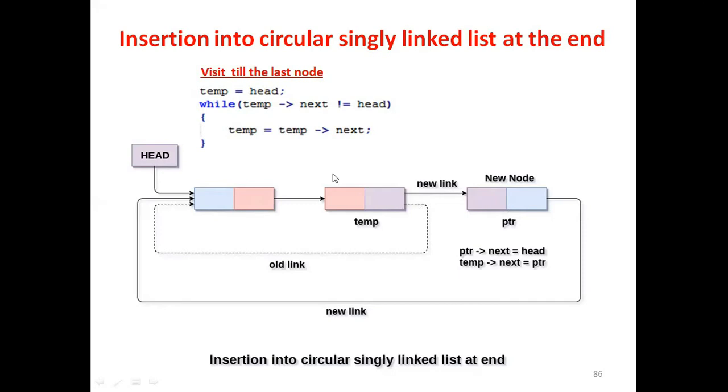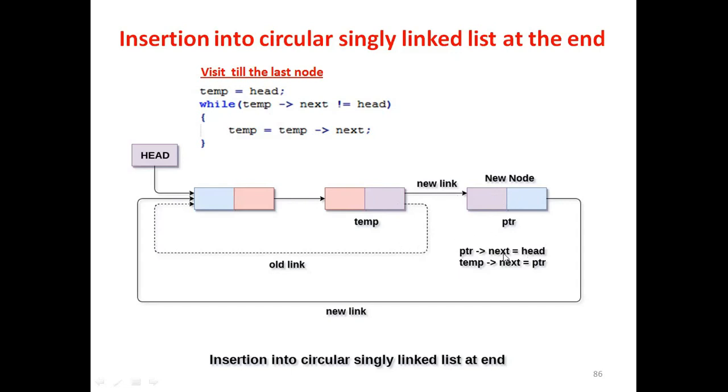So how to traverse? We can traverse this way, you can see, start from the head. So temp equals to head, and then while temp arrow next not equals to head, temp equals to temp next we have to do. So this way this temp pointer can move to the last node, okay. When this condition is false, at that time temp will come to this node, and then after reaching this we can insert this node.